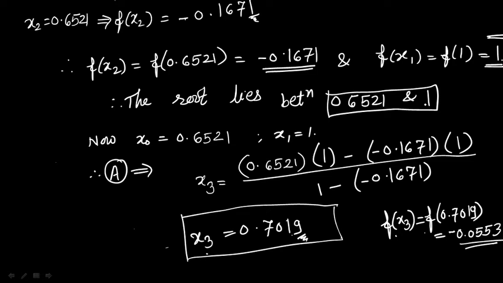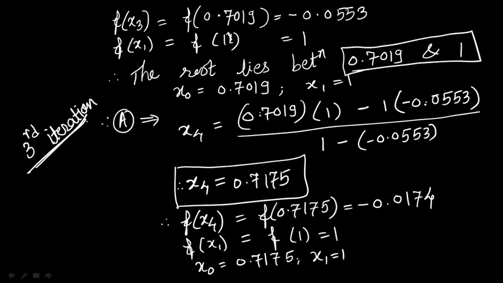Now in the next iteration, we consider x0 equal to 0.6521, x1 equal to 1. Again apply the formula A and find out the value of x3. x3 is 0.7019, and we find out the value of f of x3. Its value is minus 0.0553. Now this value is negative, therefore again we consider f of x1 as f of 1, and the root lies between 0.7019 and 1. In this way the range is reduced and we minimize the error and find the exact answer.